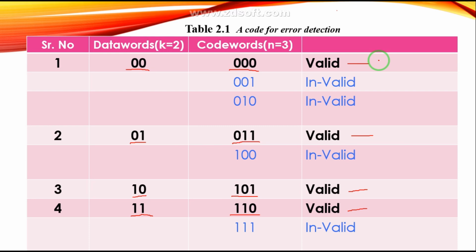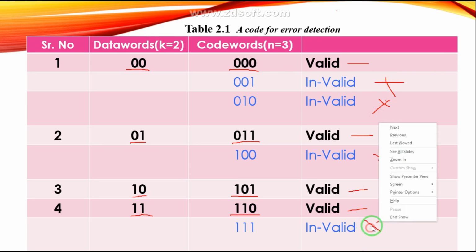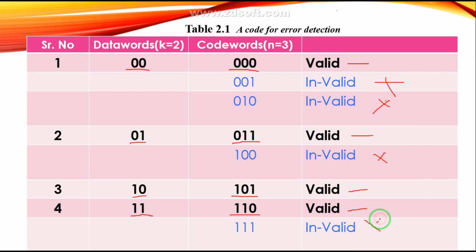And remember, this block coding process is one-to-one. That is, the same data word is always encoded as the same code word. And the remaining 4 code words are called invalid or illegal code words. So please remember this.